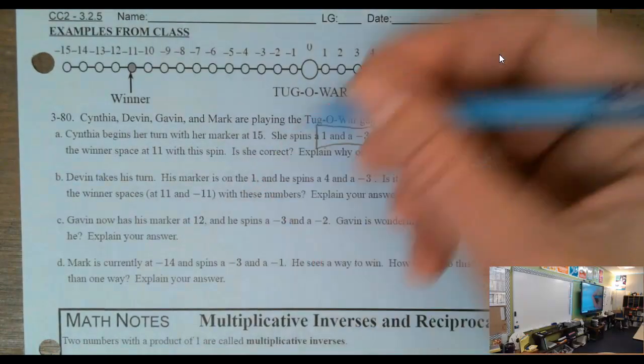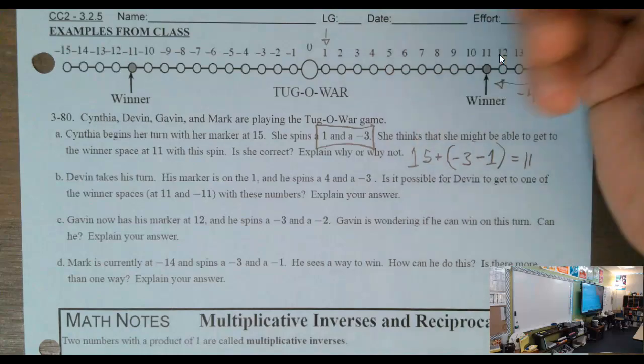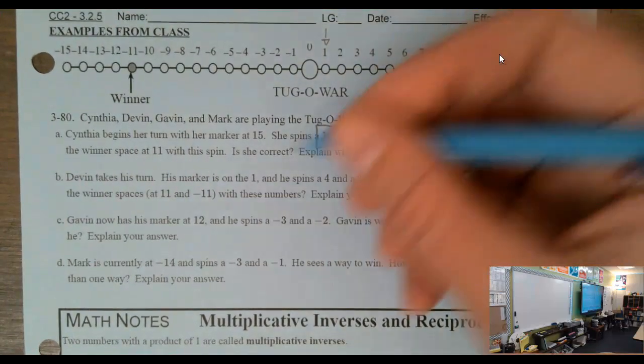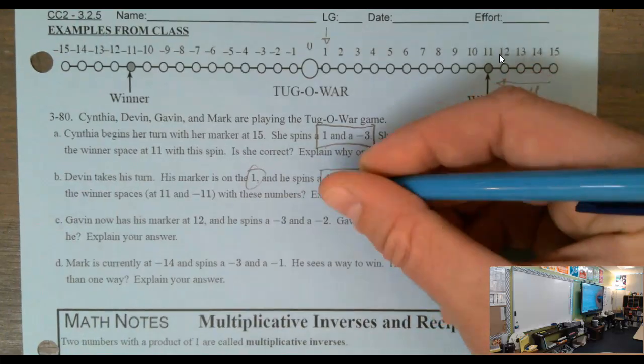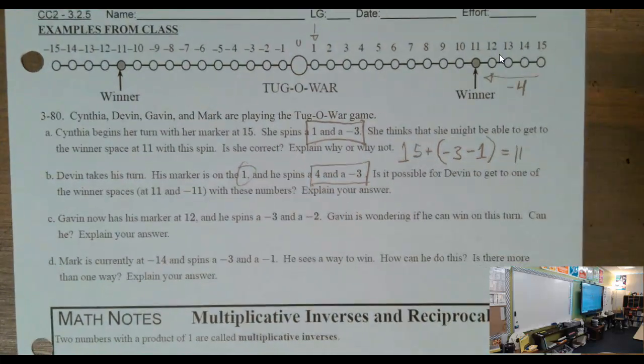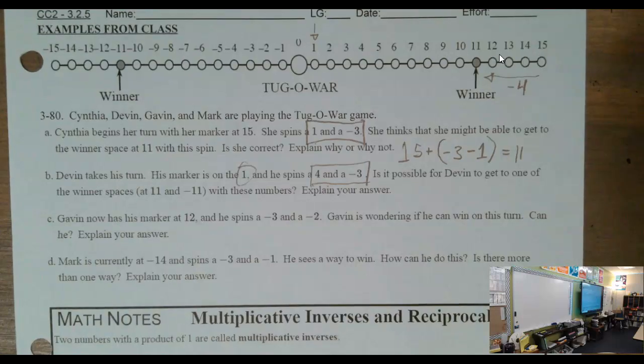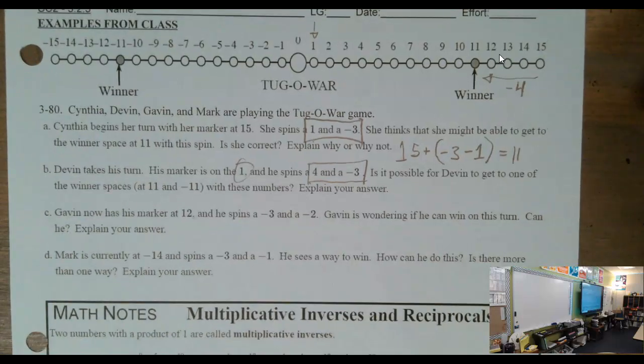Devin is on 1. Devin is on +1. If he spins a 4 and a -3, how can he win? I'm going to straight up tell you he can. Figure out how.